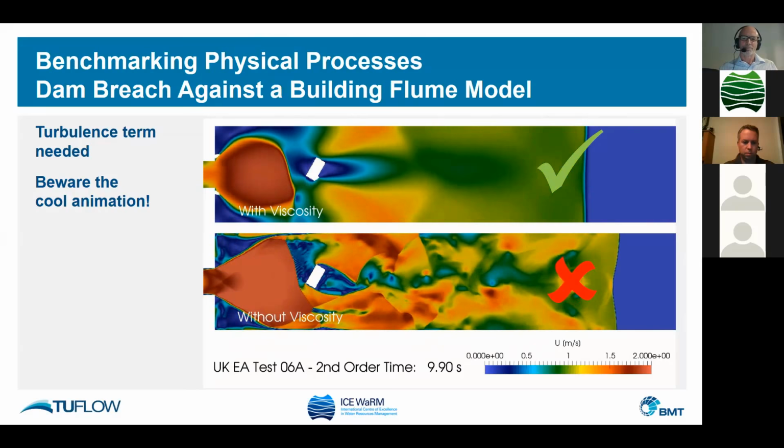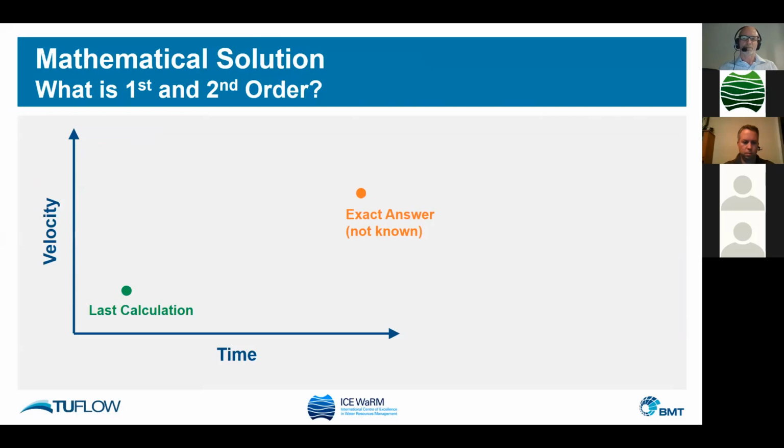I'll just talk briefly about the mathematical solution. What we're effectively trying to do is solve velocity over time. That was our last calculation shown there in green. And we don't know the exact answer. If we knew the exact answer, we wouldn't have such complicated mathematics going on, and we wouldn't have so many variations between solution schemes. So we don't know the next answer in one time step when we go from the green to the orange.